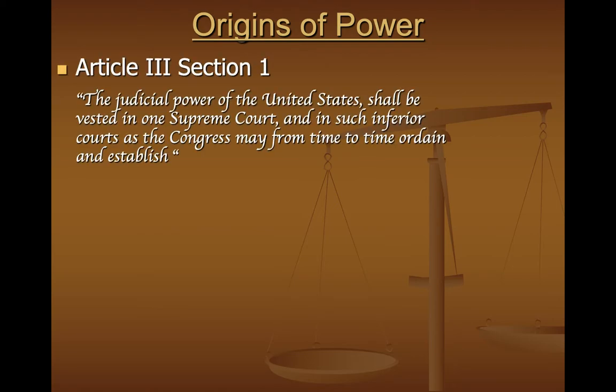The Supreme Court and its powers come largely from Article 3, Section 1 of the Constitution, which says the judicial power of the United States shall be vested in one Supreme Court and in such inferior courts as the Congress may from time to time ordain and establish. This statement creates the federal court system with the Supreme Court at the top and gives it the authority to hear and overrule the decisions in cases of courts beneath it in the federal court system.